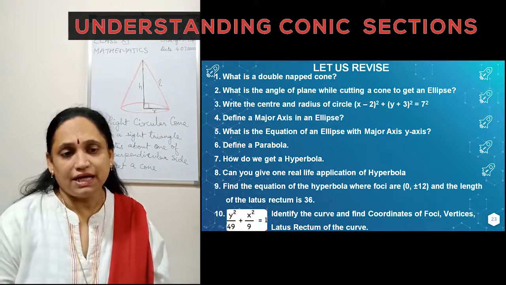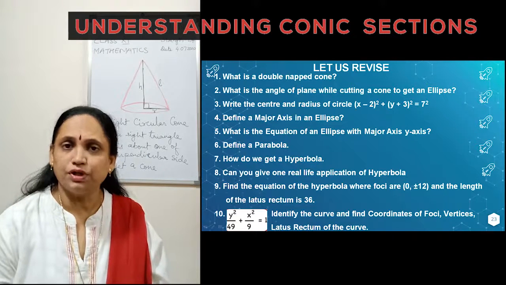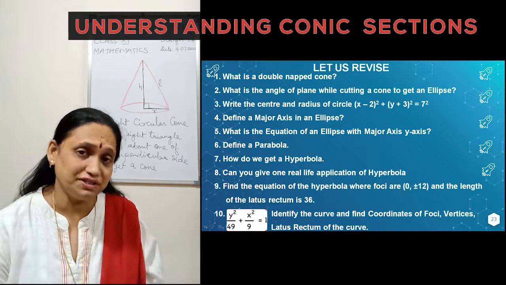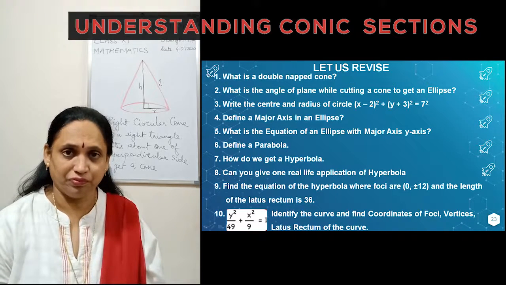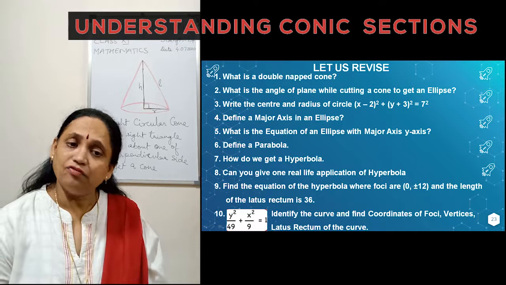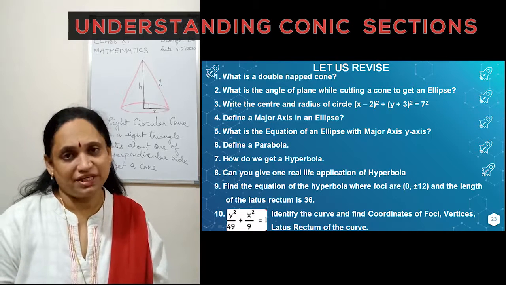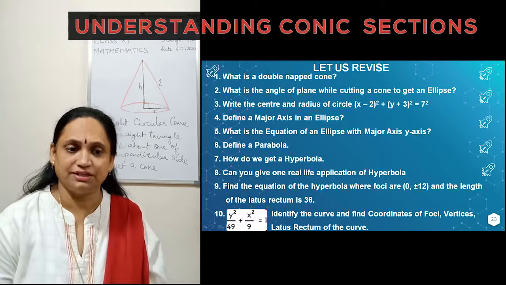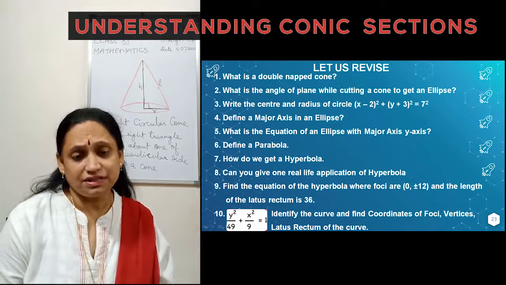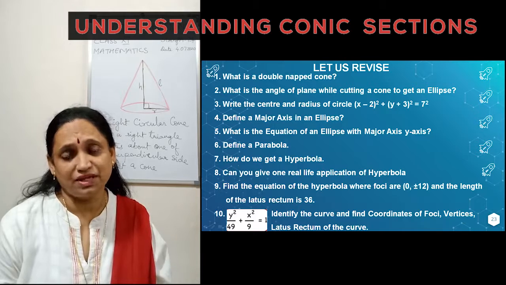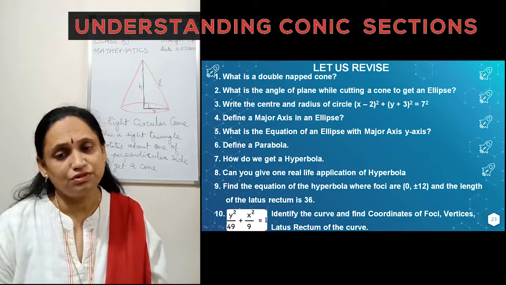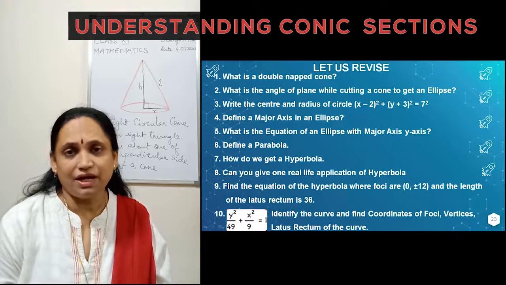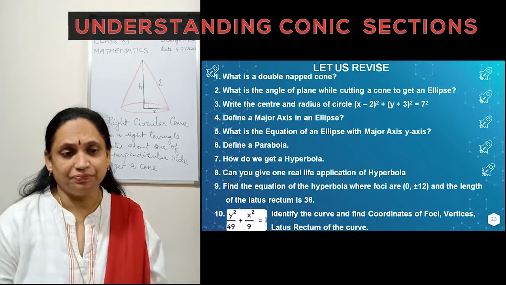What is a double napped cone? I'm sure you will all be able to answer what a double napped cone is and why it is called a napped cone. What is the angle of a plane while cutting a cone to get an ellipse? Obviously, you all know the answer, that it is an acute angle. Write the center and radius of the circle x minus 2 whole square plus y plus 3 whole square equal to 7 square. It's a very easy question and I'm sure you will be able to answer.